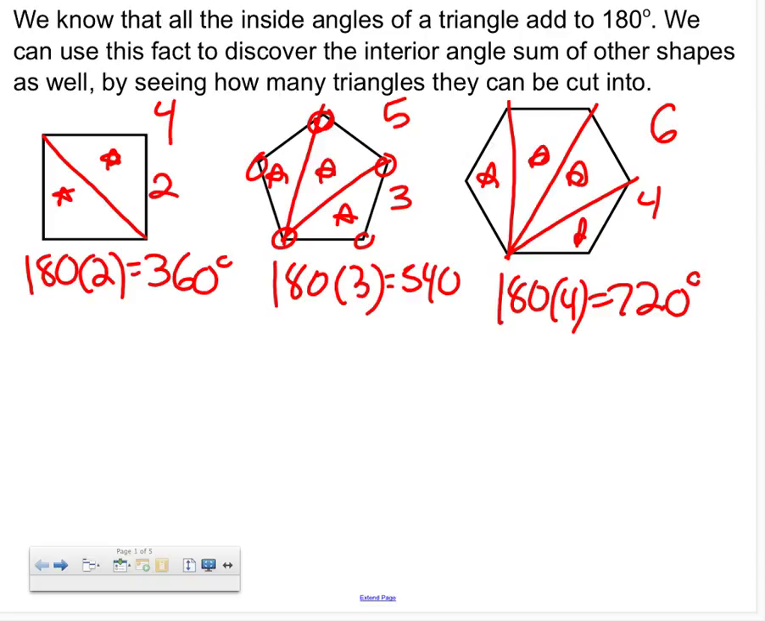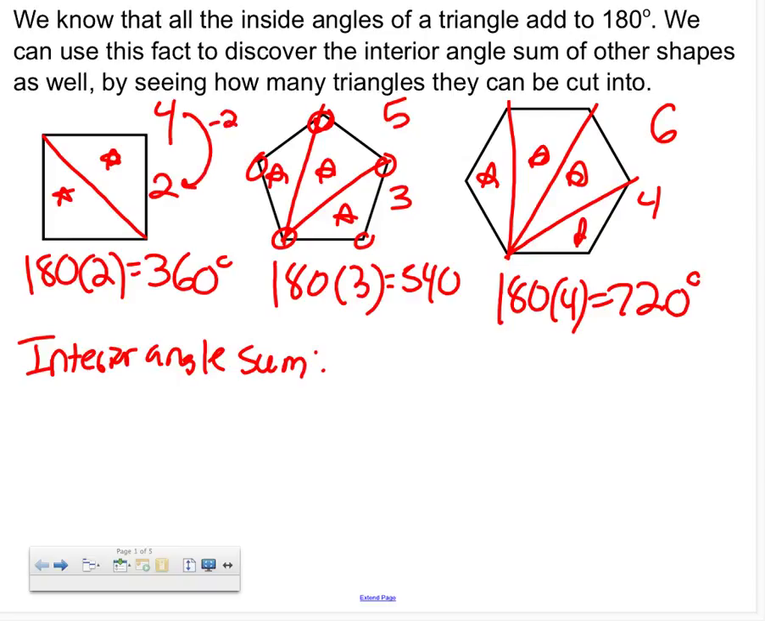This formula is called the interior angle sum formula, or sometimes the interior angle sum theorem. It goes a little something like this. We know that there's a certain number of triangles that is going to go to each shape. In this case, there's another sub-pattern here: the number of triangles you get is equal to the number of sides in the shape minus 2.